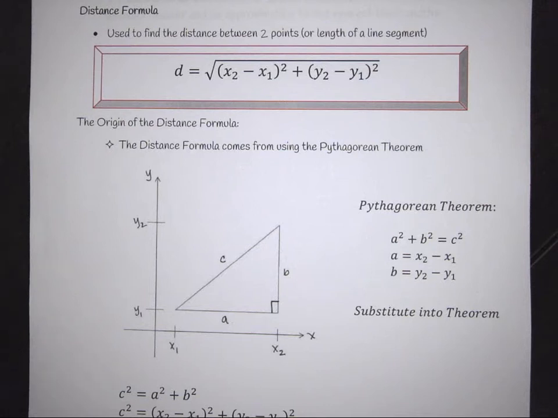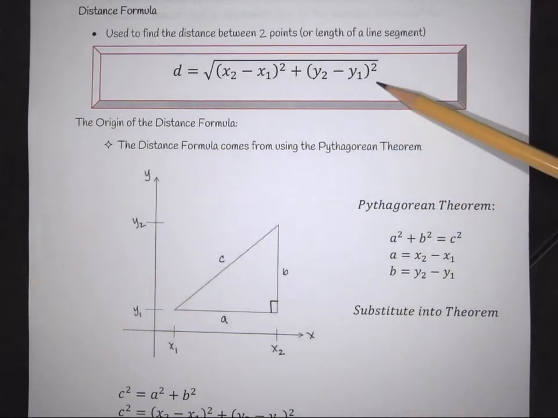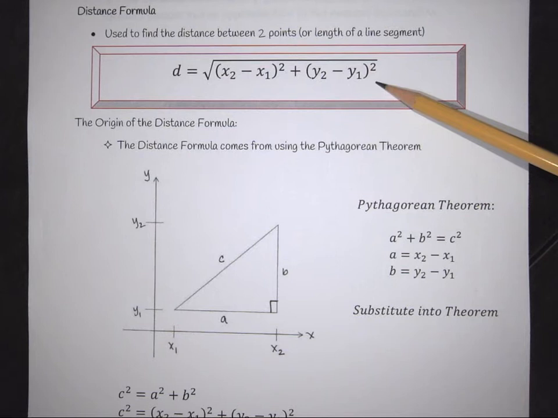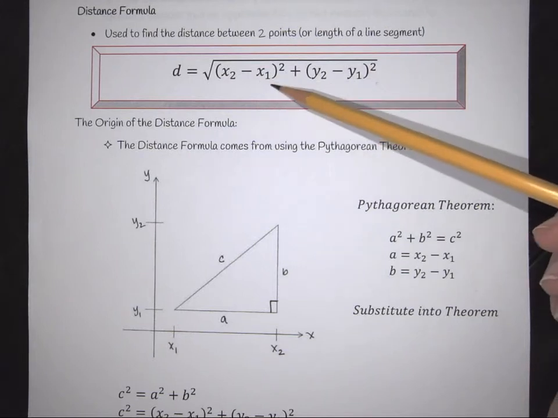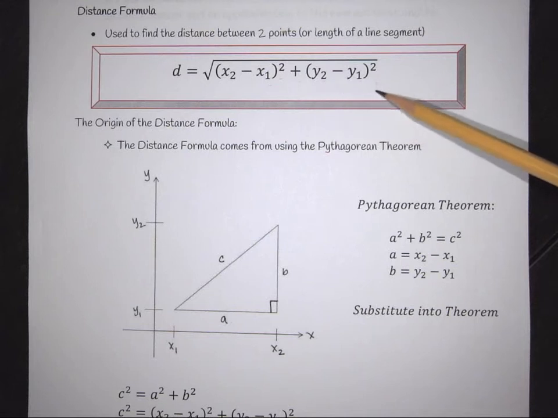So the distance formula is where you are finding the length between 2 points. So you're looking at the length of a line segment. And this equation right here is the equation we use, where we have that d, which stands for distance, is going to be the square root of (x2 minus x1) squared plus (y2 minus y1) squared.